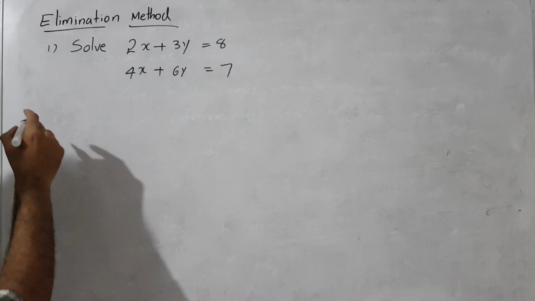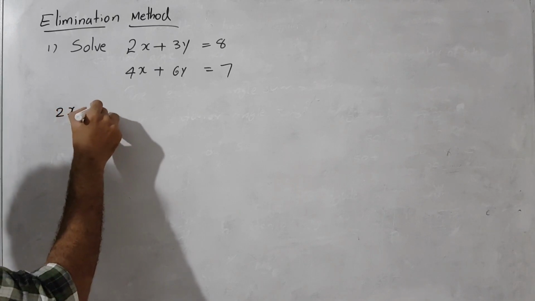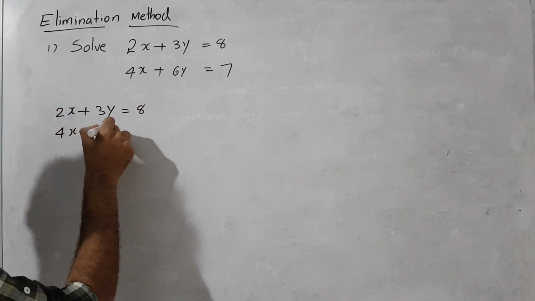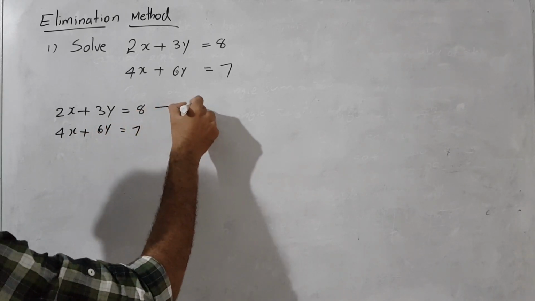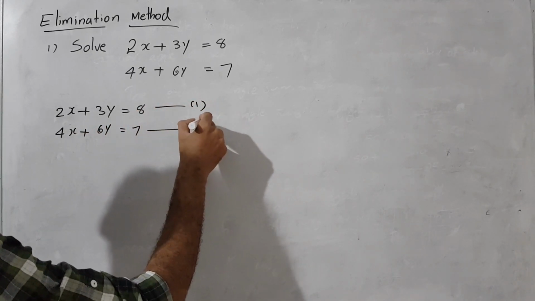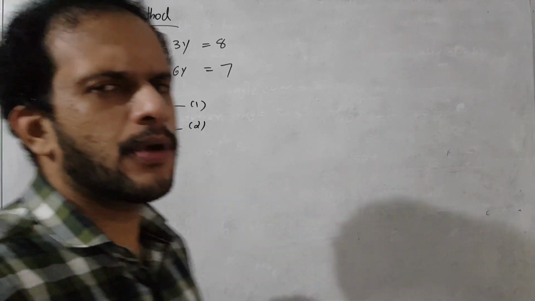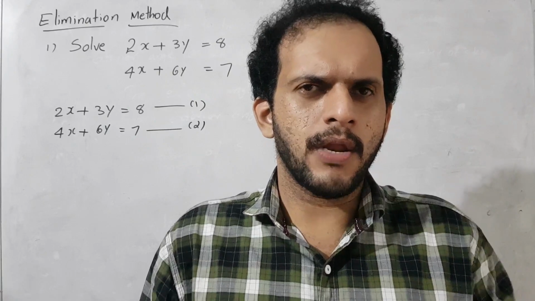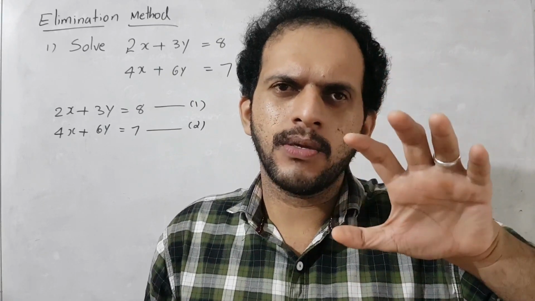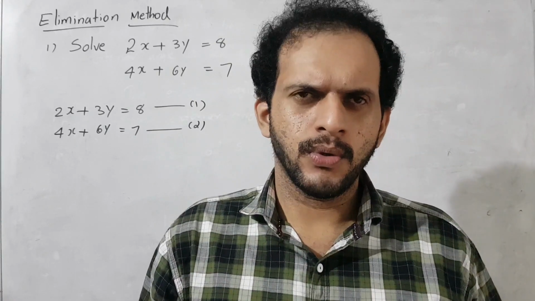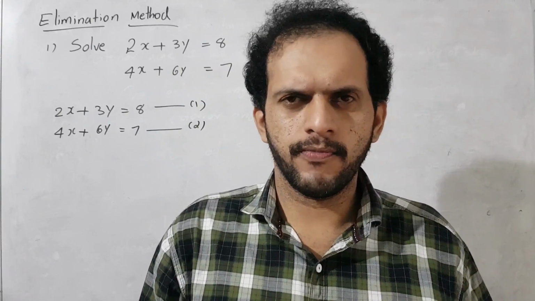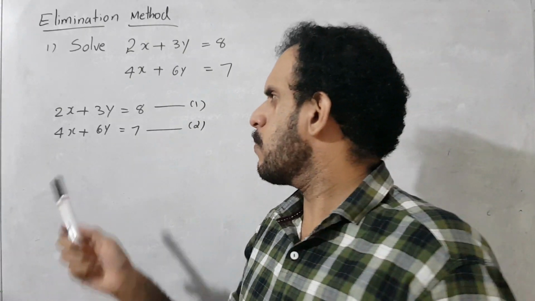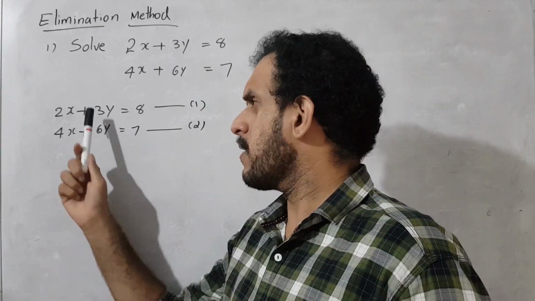Then first we start with 2x plus 3y is equal to 8, 4x plus 6y is equal to 7. That is equation 1 and equation 2. Okay. Then after we write equation 1 and 2, first you want to fix which term you wish to remove from these equations. Then you fix to remove x or y, any one of the terms.